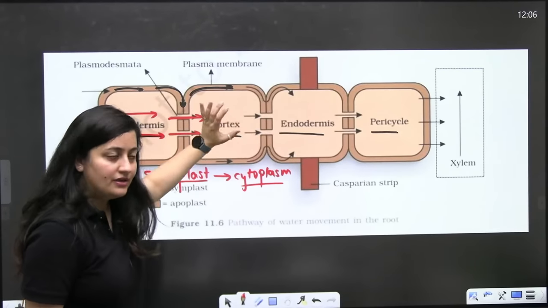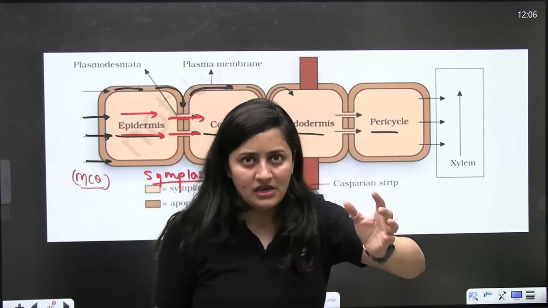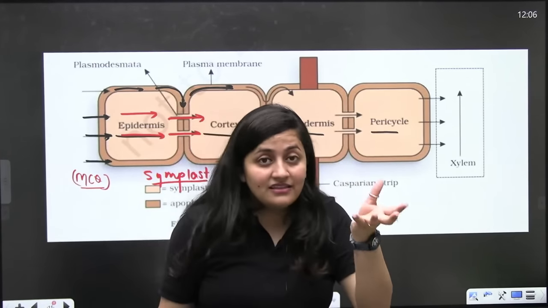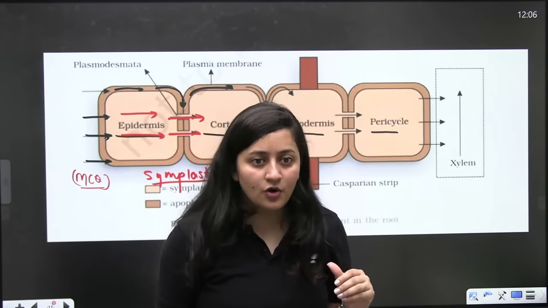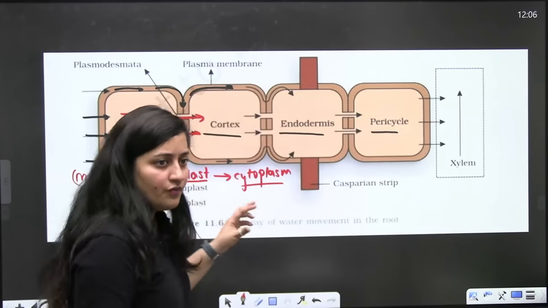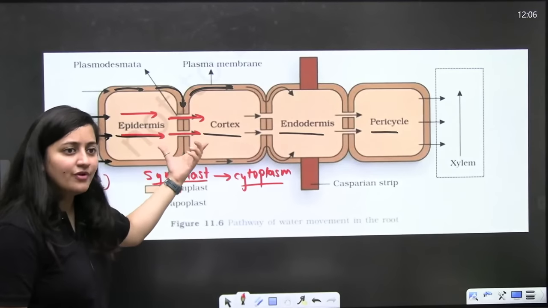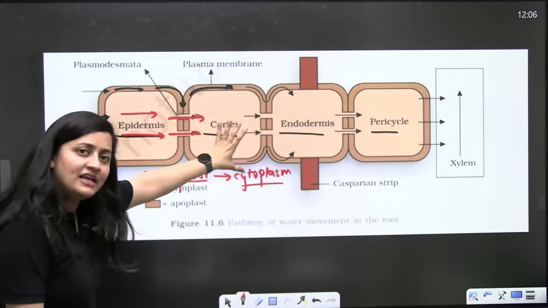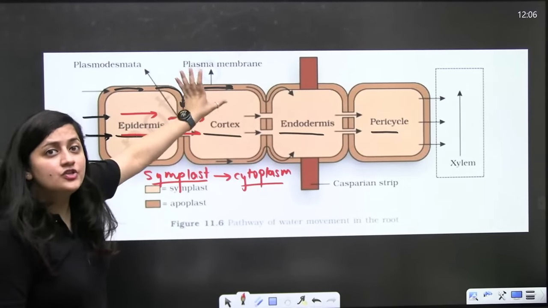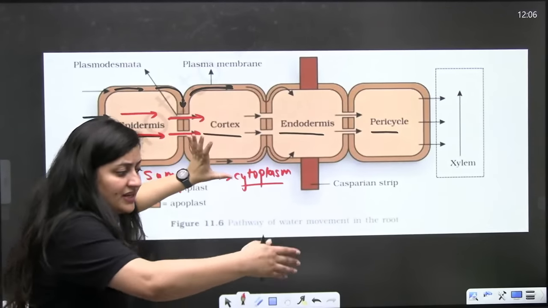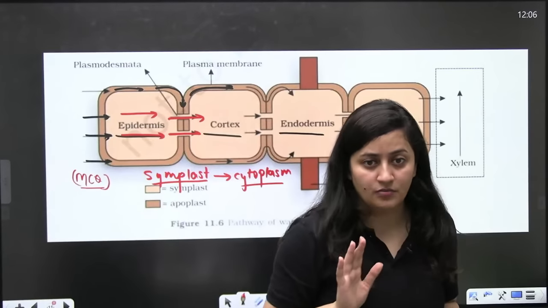So what do you need to remember here? Obviously, in the cytoplasm, water is there. In the cytoplasm, organelles are also there, and other constituents are also there. So whenever there is water movement through this part, obviously it will again be as per the concentration gradient, but it will take some time in comparison to apoplast. Apoplast is like empty spaces, where water is moving. Symplast is like crowded spaces, where there is movement too.